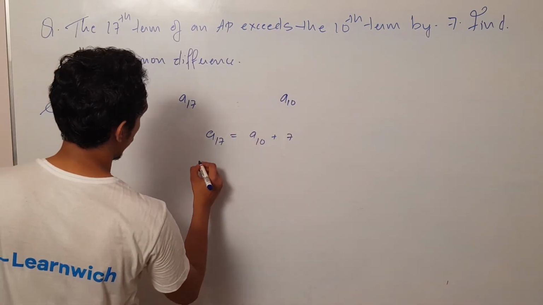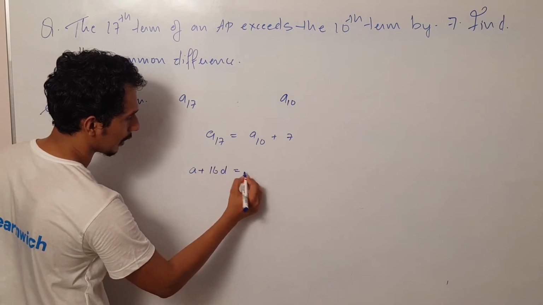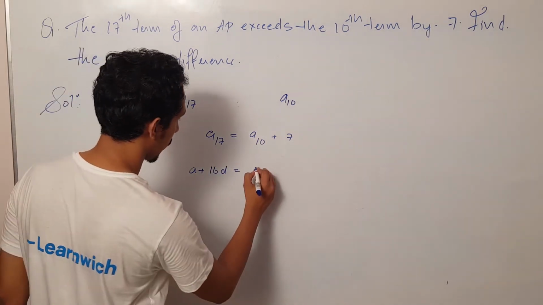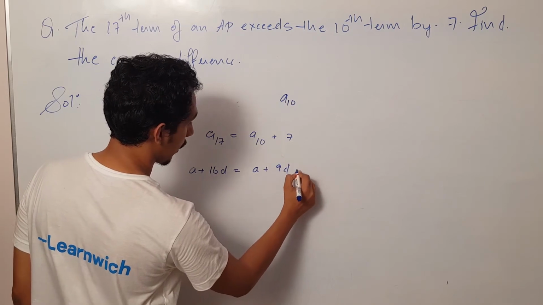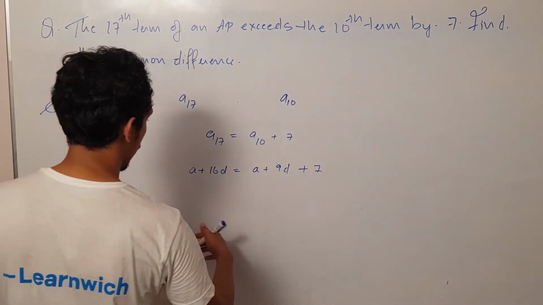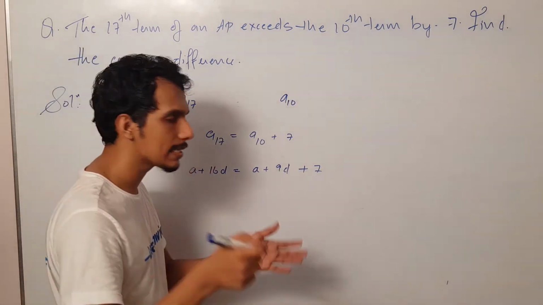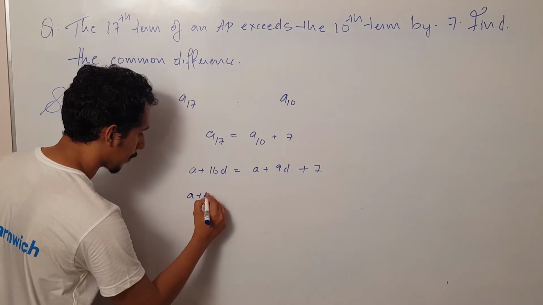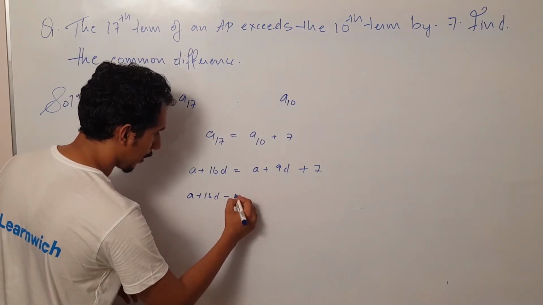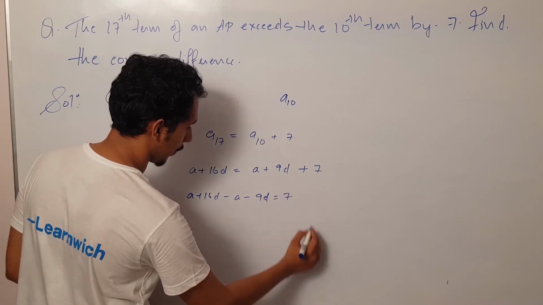We can find out. So this is a plus n minus 1d. So a plus 16d is equal to a plus 9d plus 7. So when you bring it to the other side, or you can simply cancel it here. For ease of understanding, I'll bring it to the other side. So that will be a plus 16d minus a minus 9d is equal to 7.